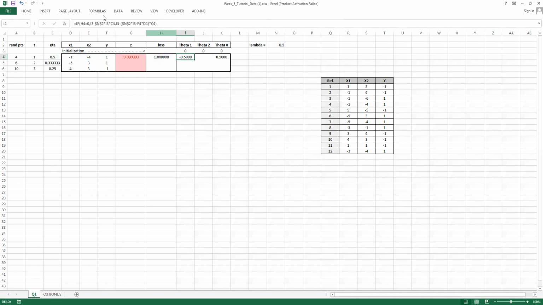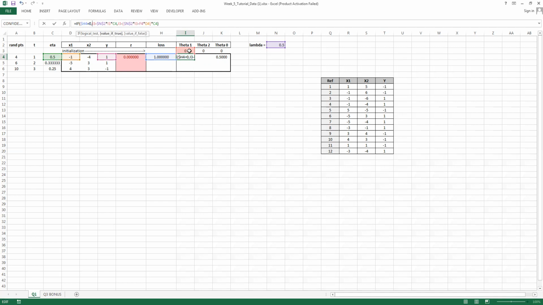Third option is in here, if we just make the things we don't want to move partially static. We can't make them fully static because we want them to copy down. But if we just fix the columns, that'll be fine. So H4 is the loss. We don't want that to move. So I'm going to fix the column H.